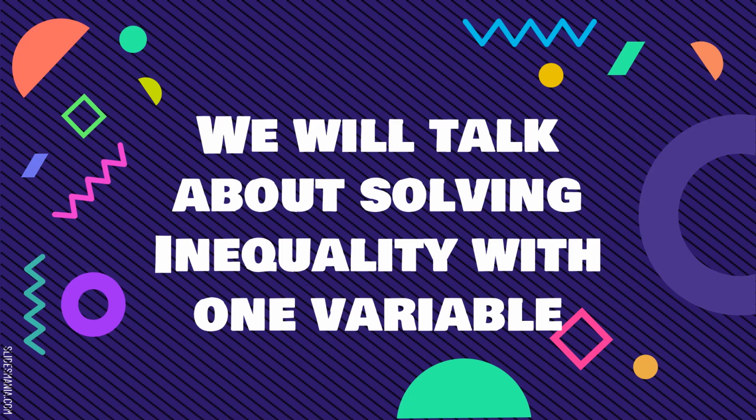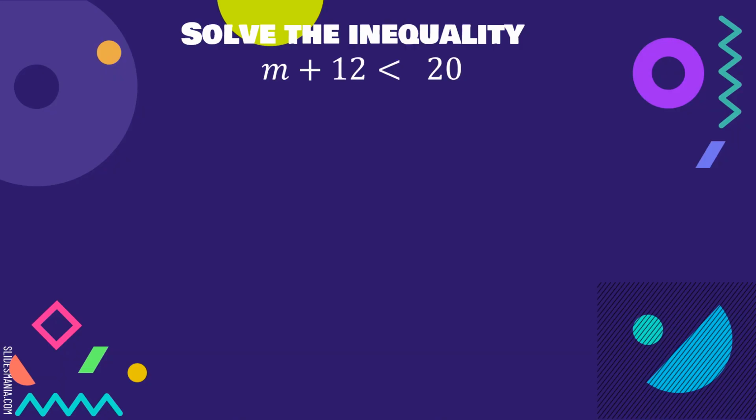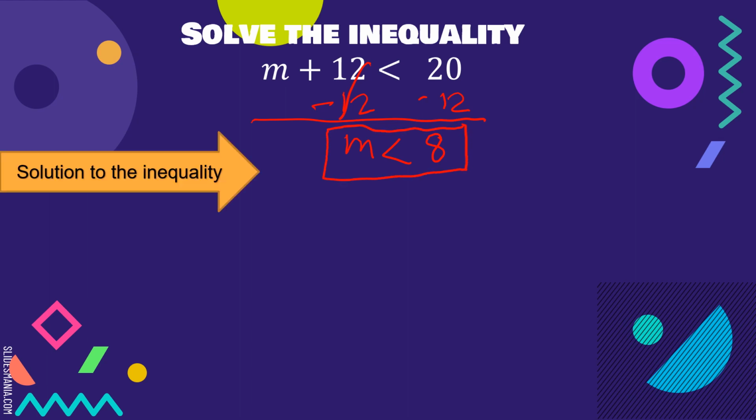At this time, we will talk about solving inequality with one variable. Let us solve the inequality m plus 12 less than 20. So how are we going to solve this is first we need to remove the positive 12 by subtracting 12 on both sides of the inequality. So positive 12 minus 12, that gives us 0. So what's left on the left side would be m, less than the difference of 20 minus 12, that is 8. So this m less than 8 is our solution to the inequality.